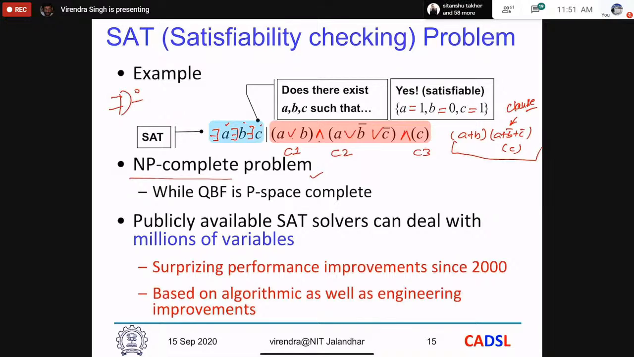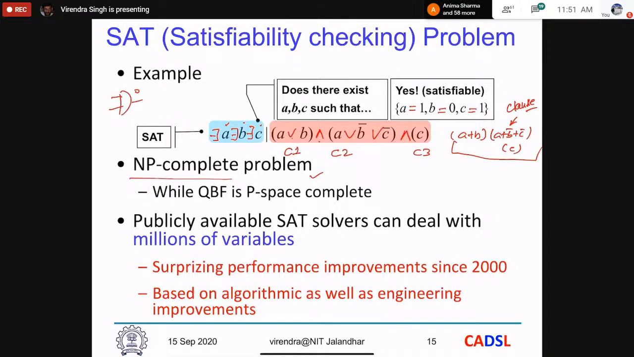But if it is not satisfiable, in that case that is difficult. So the unsatisfiability problem is a more difficult problem. And sometimes we are looking for the unsatisfiability, and I'll come to that point.